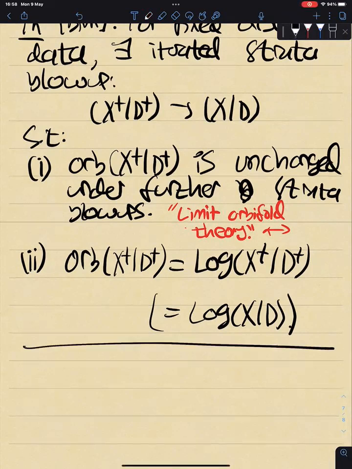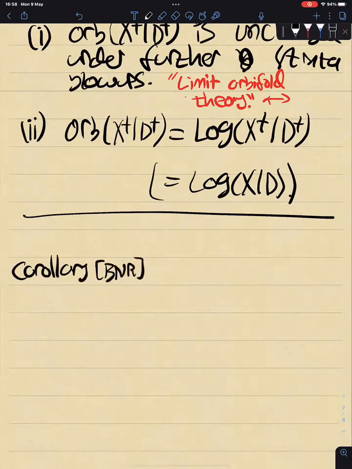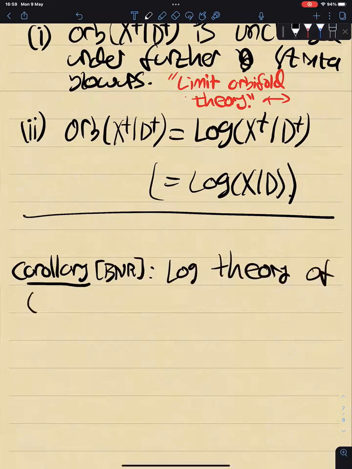Okay, great. I'll just state one corollary that we deduced from this in the paper, which is some sort of reconstruction result. It basically says that the log theory of the pair can be reconstructed algorithmically from the absolute theories of all the strata. Okay, so XD.